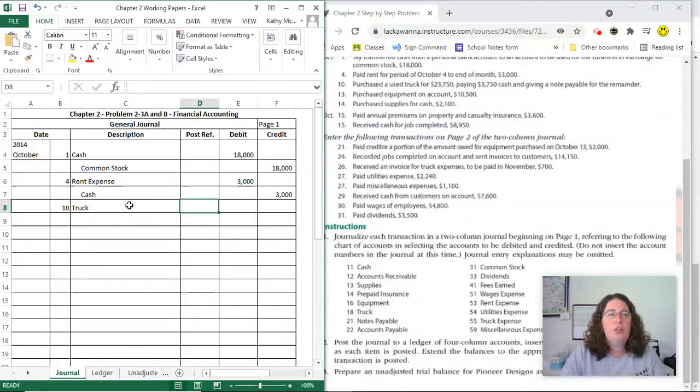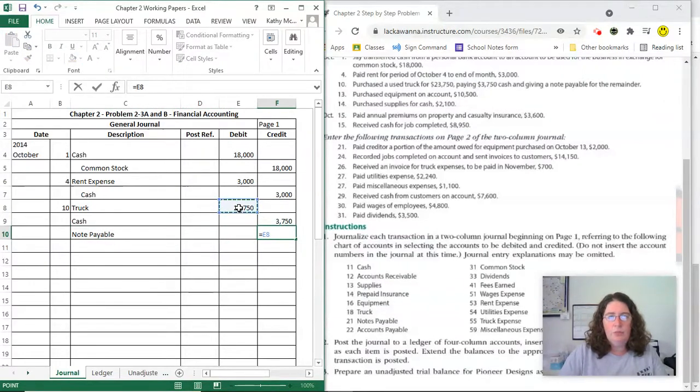We know it's an asset for a few reasons. Number one, we know it's something that we own. We know that that's the definition of an asset. We learned that in the PowerPoint. And for another reason, if we look at our account numbers, anything that starts with a 1, those are all of your assets. And truck is 18, so therefore it is an asset. We're going to say $23,750 is our debit for truck. It says we paid cash of $3,750, so that's going to be a credit. And it says we gave a note payable for the remainder.